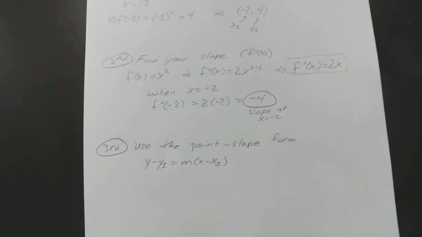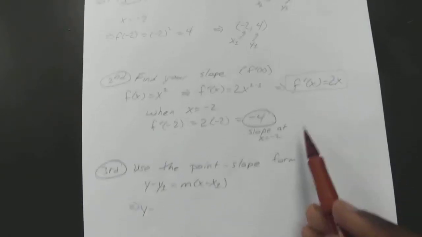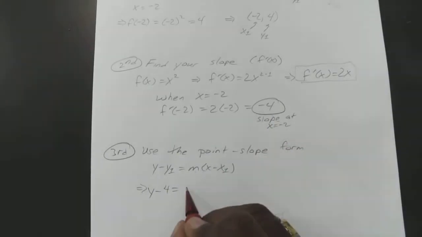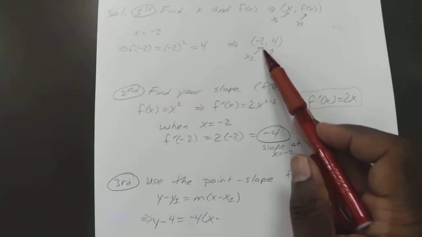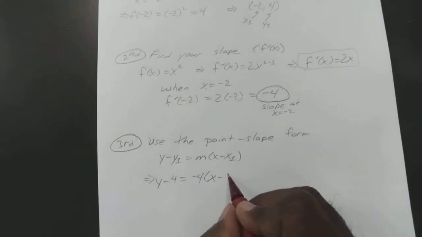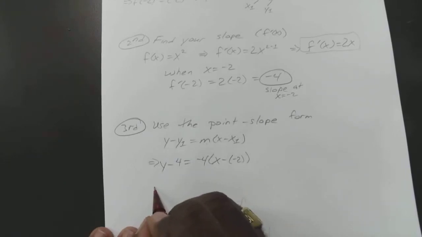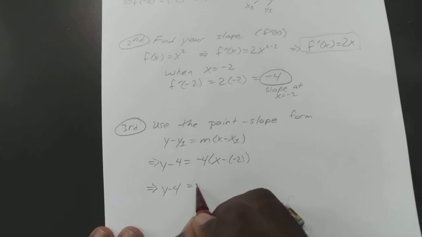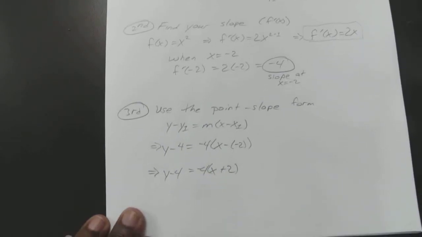Okay, so now we just plug it in. So you have y minus, remember our y1 is 4, equals your slope, which is -4, times x minus x1, which is -2. So that gives us y minus 4 equals -4 times x plus 2.